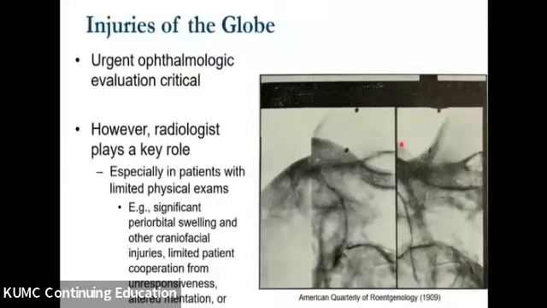So really what these patients need is an urgent clinical ophthalmologic evaluation. However, if you think about this patient population, the radiologist really plays a key role in the care, because a lot of the physical exams from ophthalmology for these patients are really limited, whether due to significant swelling, other craniofacial injuries, unresponsiveness, altered mentation, or sedation. And this is actually a radiograph from 1909 I found online, so we've been using radiography for over 115 years to diagnose orbital foreign bodies.